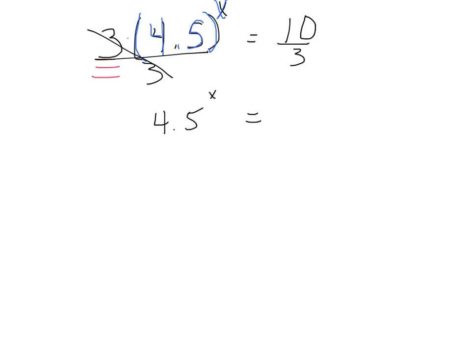Now, 10 divided by 3 is a repeating decimal. I don't want a repeating decimal. Mixed number, 3 1/3, I don't want a mixed number either. I'm just going to leave it 10/3, because it is not pretty. Now when I take the log of both sides, again, my x comes down as the multiplier on the log of 4.5, and that will be equal to the log of 10/3.